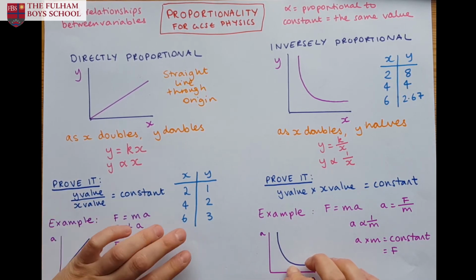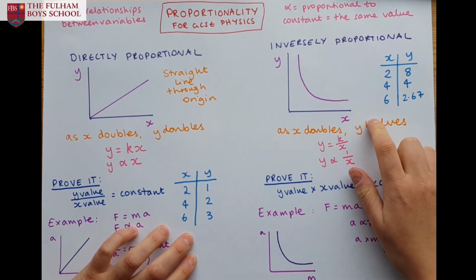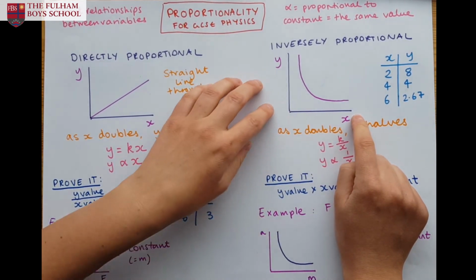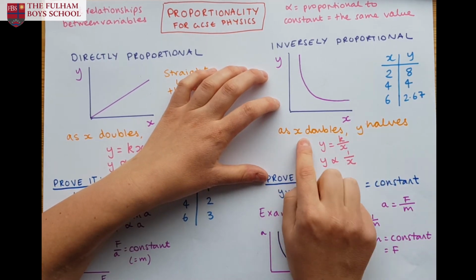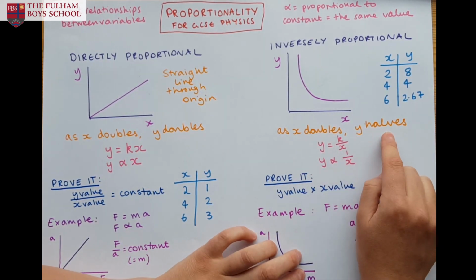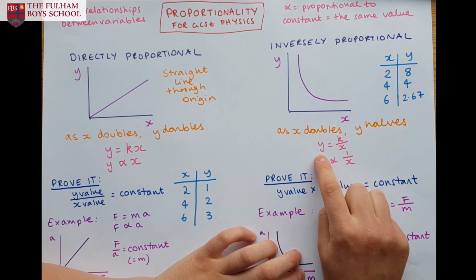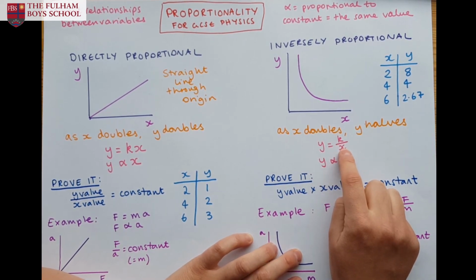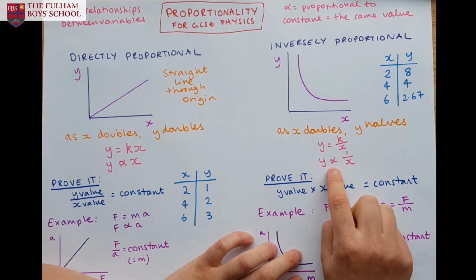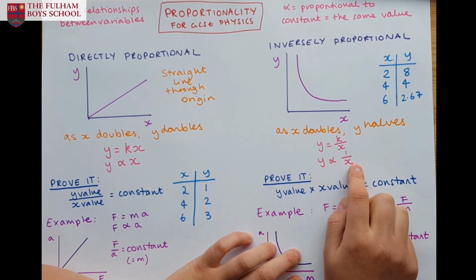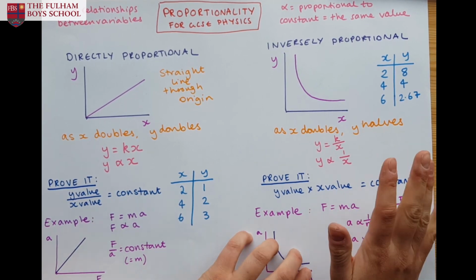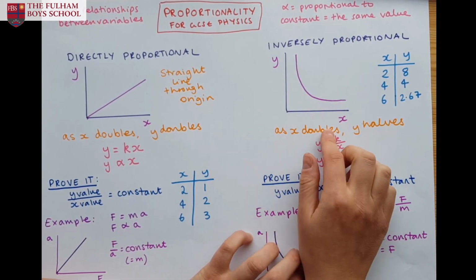Now, the other type of proportionality is inversely proportional. Inversely proportional, the graph looks like this, and it means that as x doubles, y halves. Or, mathematically speaking, y is k, the constant of proportionality, divided by x this time, and that means y is proportional to 1 over x. This is inversely proportional. Again, you identify this, you get your data, you plot the graph of your data. This is what the graph looks like.